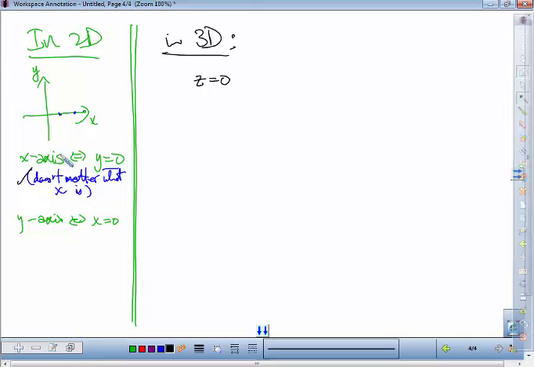You guys know how points work in 3D, right? Just x, y, z. So I guess before we do that, let's talk about points.